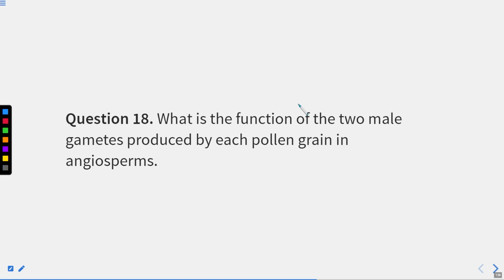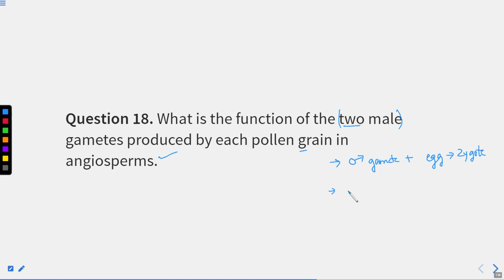Question number 18. What is the function of two male gametes produced by each pollen grain in the angiosperm? So you know a pollen grain produces two male gametes. This you already know. And one male gamete fuses with the egg cell, and it forms the zygote.